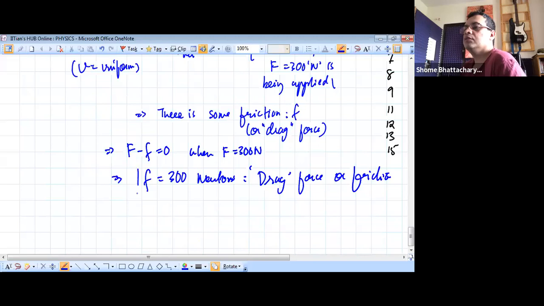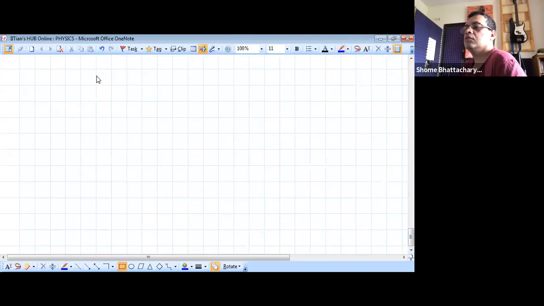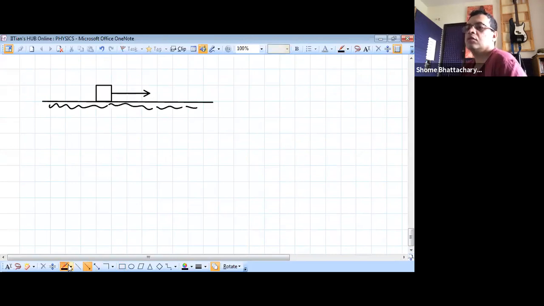So now on the same body, in the second case, we increase the amount of external force that we are applying. We increase it to 500 newtons. So now we are bumping up the force to a value, let's say F prime, which is 500 newtons. So we'll see that this starts accelerating now, because the amount of friction acting will not change. That will remain the same. That friction will be equal to 300 newtons only.